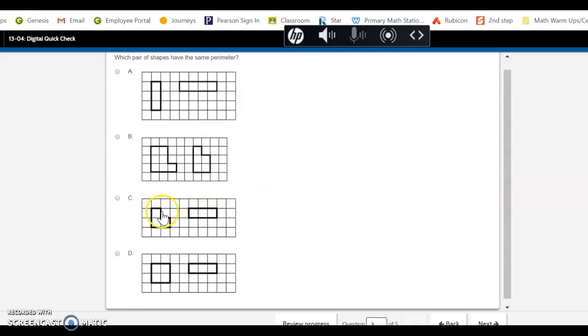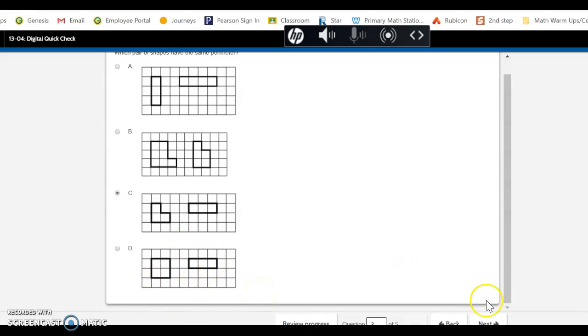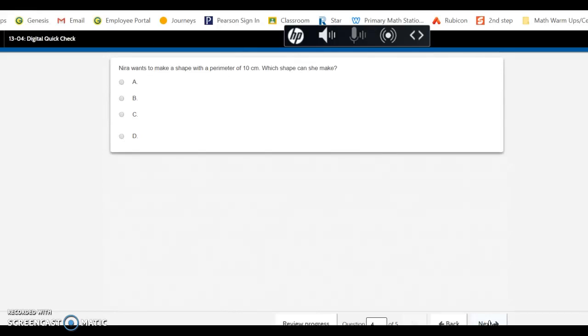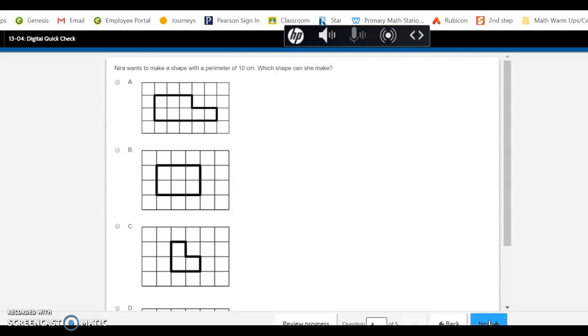So let's see, 1, 2, 3, 4, 5, 6, 7, 8. 1, 2, 3, 4, 5, 6, 7, 8. So I could pick C. But if you look, 1, 2, 3, 4, 5, 6, 7, 8. Again 8. So these two both have the same perimeter, and these two both have the same perimeter. So depending on which choice you picked, it may have marked you wrong, even if you were right. And I'm speaking fast because our video time is almost up.